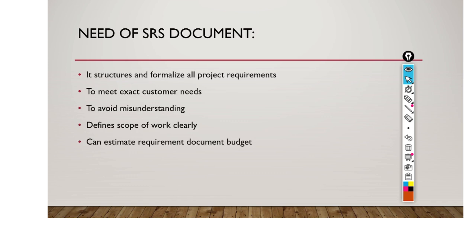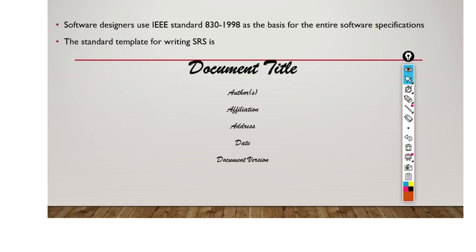So, what is the purpose of the SRS document? Need of the SRS document: it structures and formalizes all the project requirements in detail, and it is used to meet exact customer needs, and we can avoid misunderstanding. Because we are documenting each and every requirement, we can define the scope of the work clearly, and we can estimate the budget also. So, these are the needs of the SRS document.